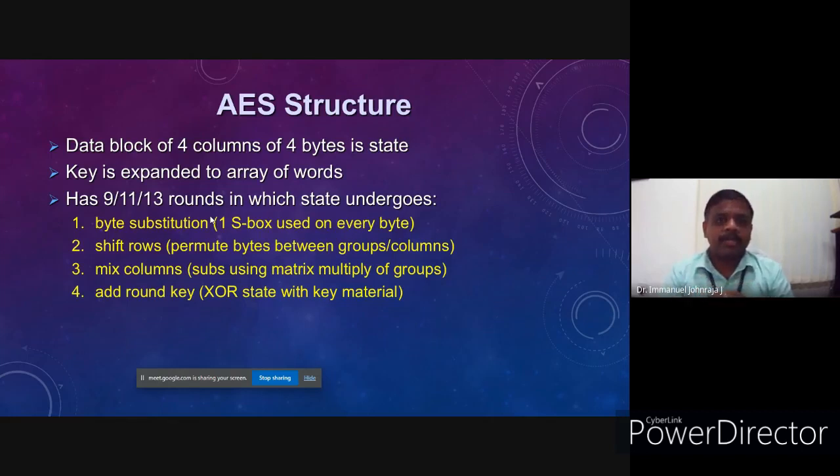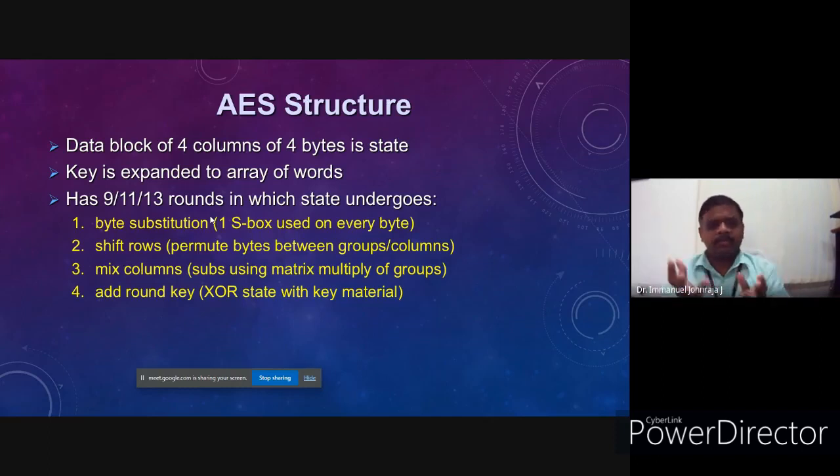And then add round key. Please remember, the round key is XORed. It goes through an XOR operation with the output of the mix columns operation. So that is the only place your key is added. Nowhere else is the key added.